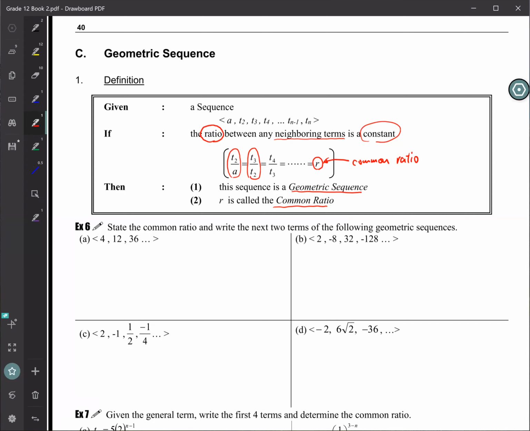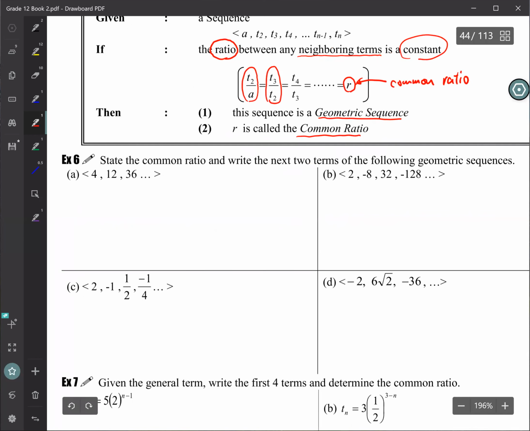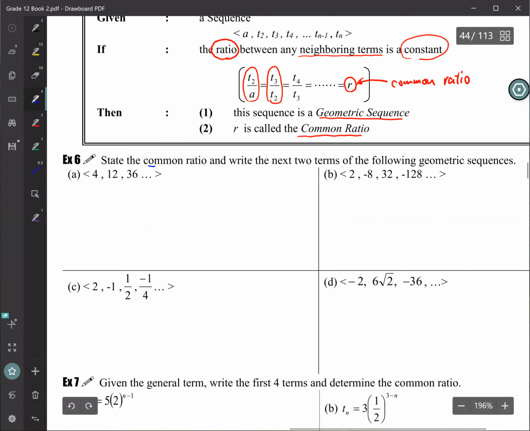All right, so let's look at a few examples here. All four sequences here are geometric sequences. So here I would like you to find the common ratio, and by using the common ratio, please write down the next two terms, all right?